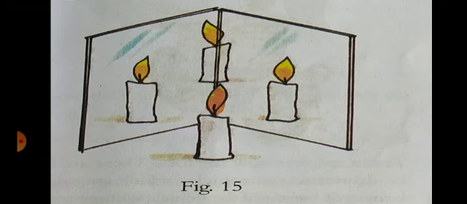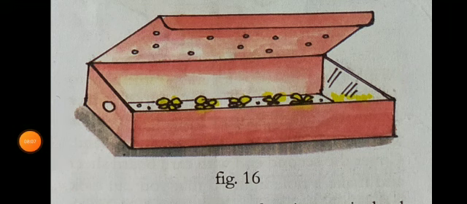Now let us do an activity in order to see multiple images. To do this activity, you need a garden and a box. You should take an empty shoe box, place two plain mirrors along the edges. See that the pair of mirrors are parallel to each other and their reflecting surfaces face each other as you are seeing here in figure 16.